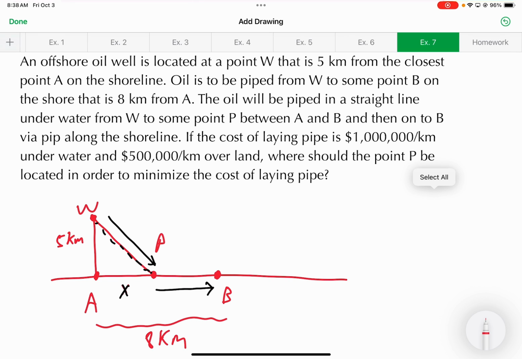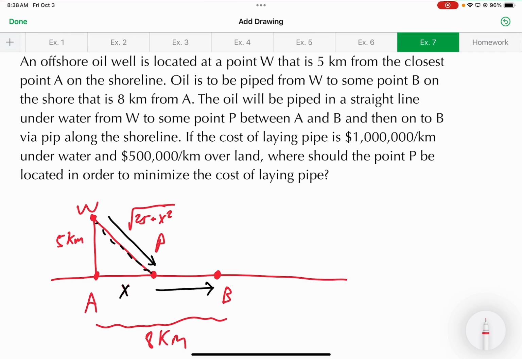Now, if I know that that's X, now I can come up with an expression for the length of W to P. And how do I figure out that expression? Good old Pythagoras taught us a theorem that allowed us to find the length of any one of our segments of our right triangle, if we have the other two sides. I have the other two sides, so I can come up with an expression for that. So, square root of what? Oh, plus. Sorry.